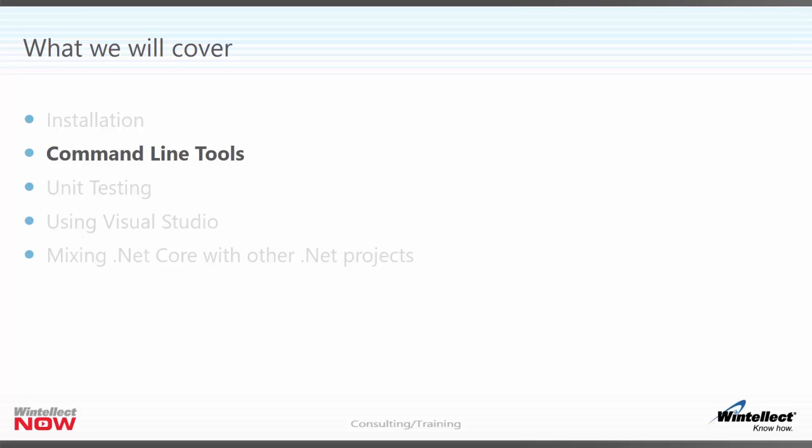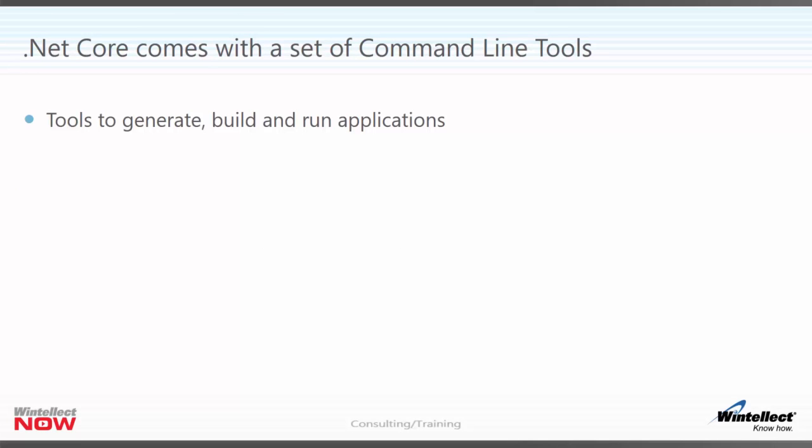So now that we've seen how to install .NET Core, we'll take a look at the tooling. And here we'll take a look at the command line tools, and we'll do this on Windows. So .NET Core comes with a set of command line tools, and these tools are used to both generate, build, and run applications. The name of the tool that we use primarily is .NET. We can use this to create a project for us, and then we can use this to compile and run that project code. This generates a project.json file.